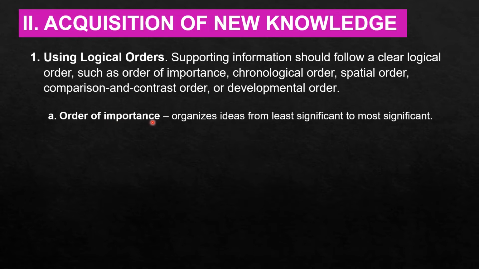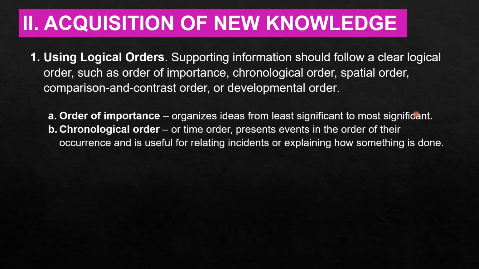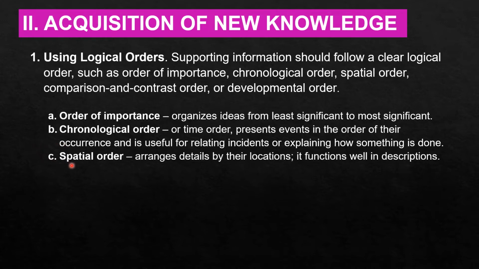Order of importance. So here, we organize ideas from least significant to most significant. Chronological order, or time order, presents events in the order of their occurrence and is useful for relating incidents or explaining how something is done. Spatial order. This arranges details by their locations, and it functions well in descriptions.